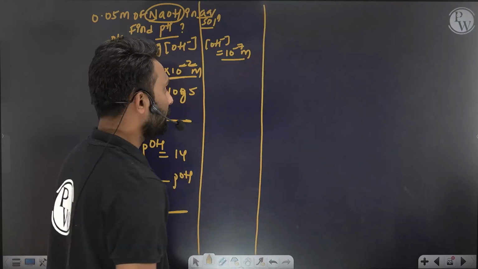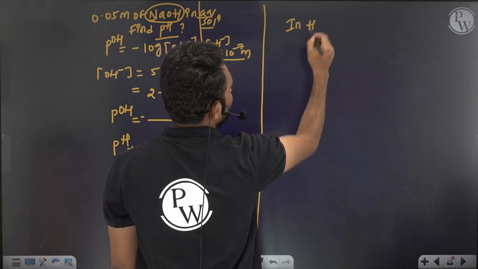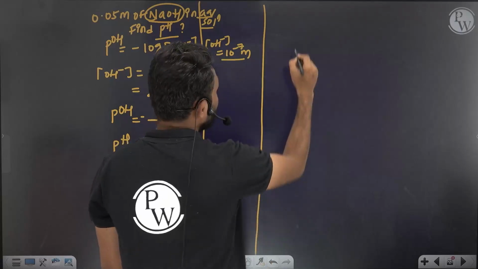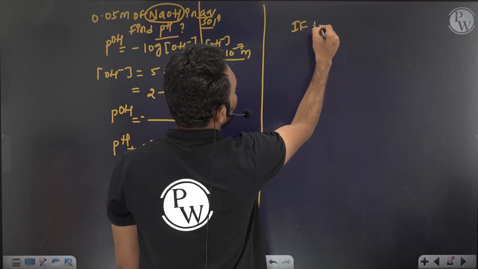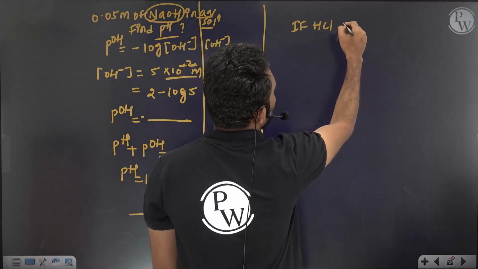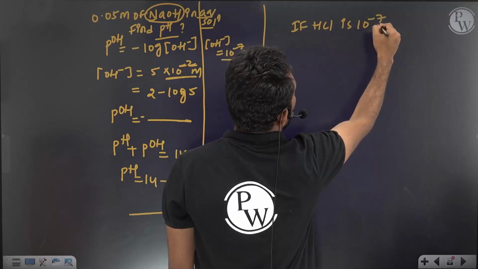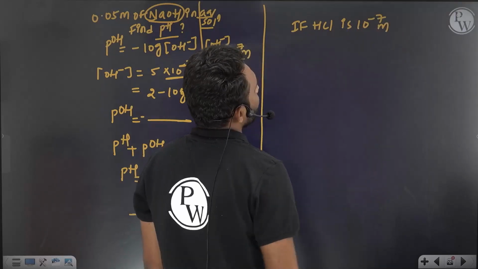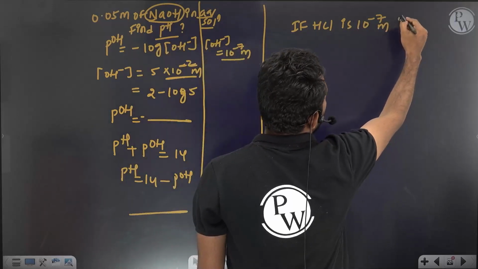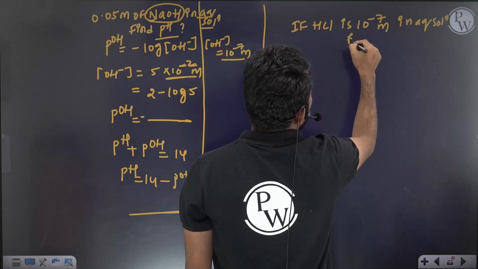Now, find the pH if the HCl concentration is 10 to the power minus 7 molar. If the HCl is 10 to the power minus 7 concentration in aqueous solution, find the pH.